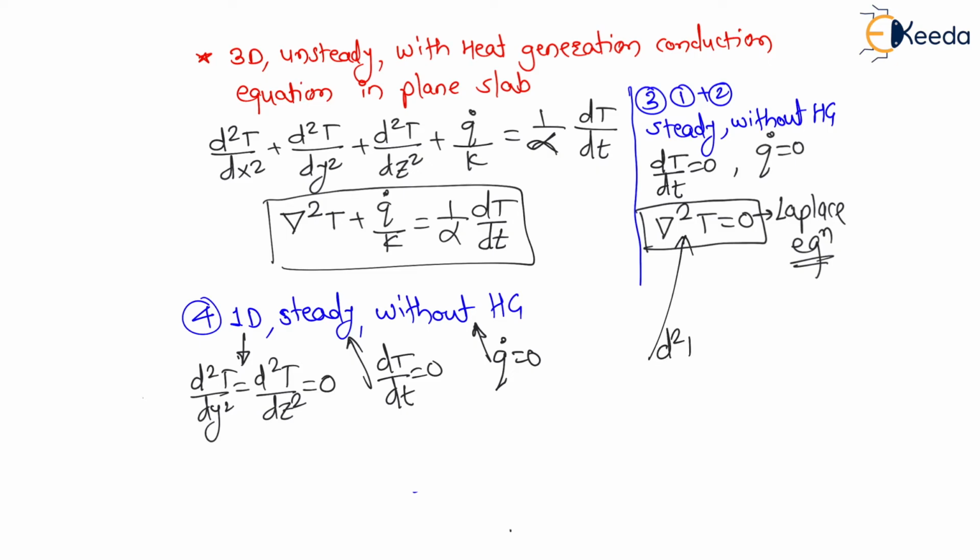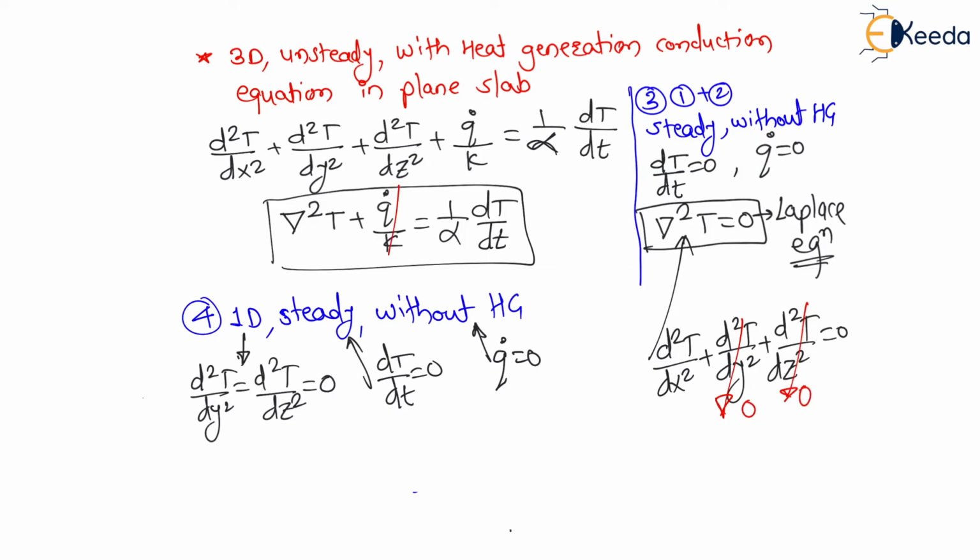Therefore, this Laplace equation is nothing but d2T/dx square plus d2T/dy square plus d2T/dz square is equal to 0, right? Means it is steady without the heat generation. If it is 1D, then this term will become 0 for 1D, this term will become 0 for 1D.